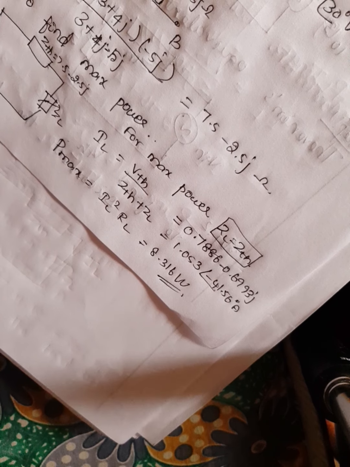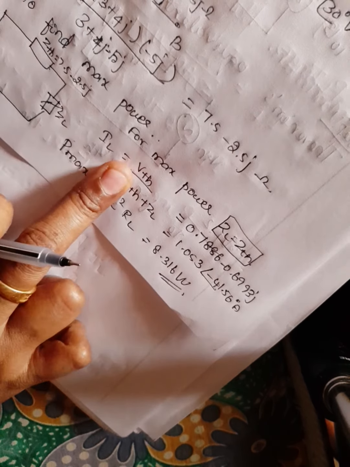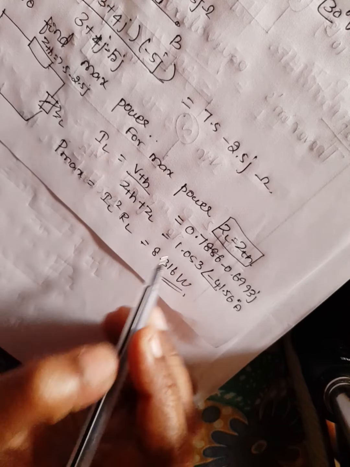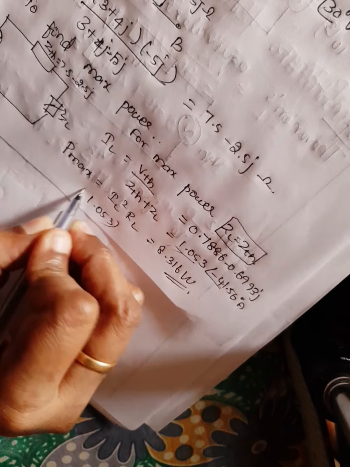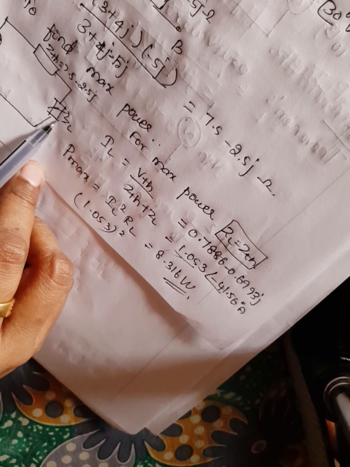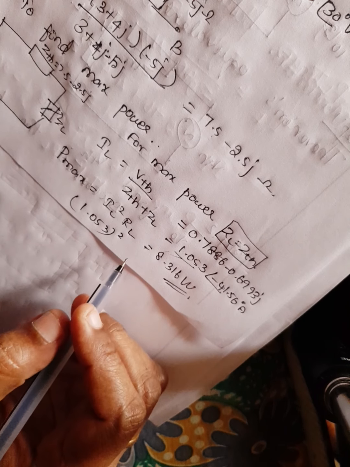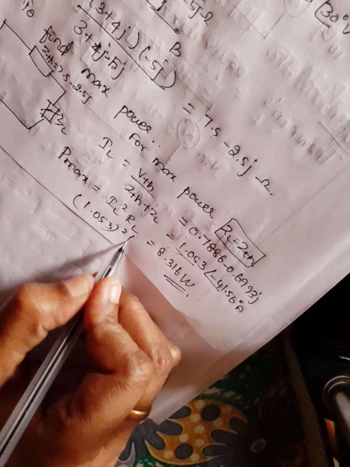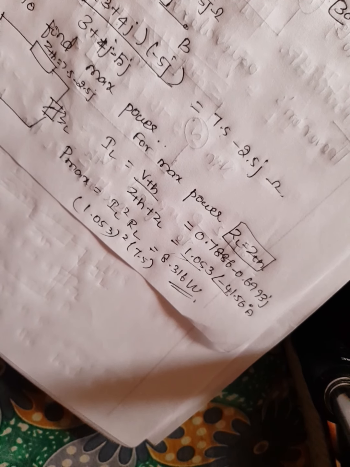Okay, so what is power value? I squared R_L. So for squaring I_L, you only want to take the magnitude. So 1.053 the whole square into R_L. So for R_L value, R_L is equal to Z_Thevenin, so you want to take only the real part value. Okay, only the real part, that is 7.5. So you got the answer 8.316 watt. Okay.